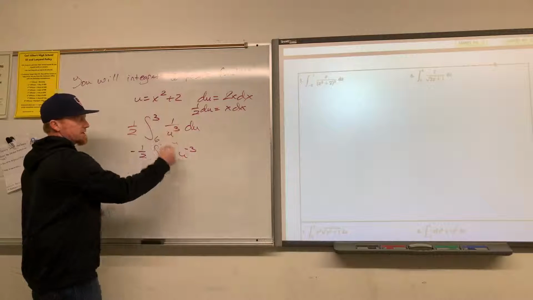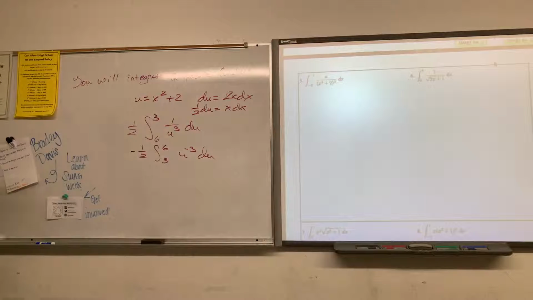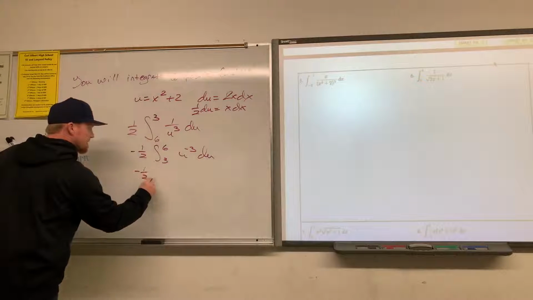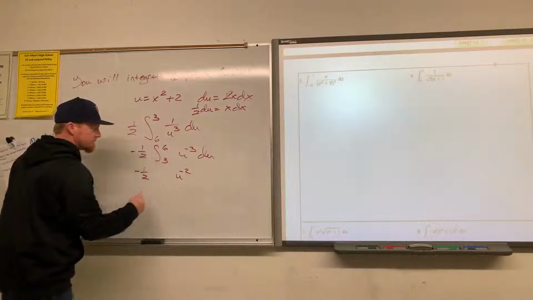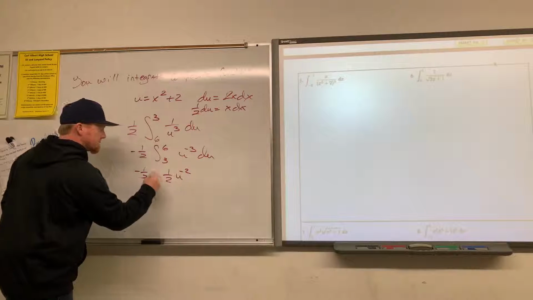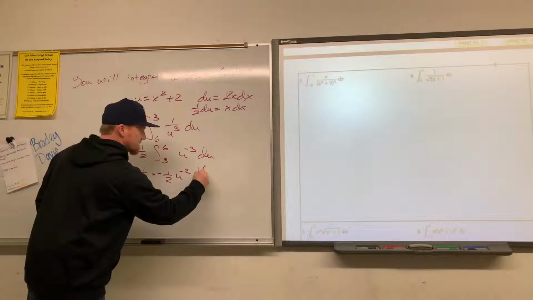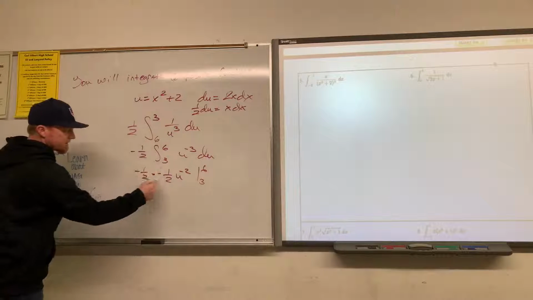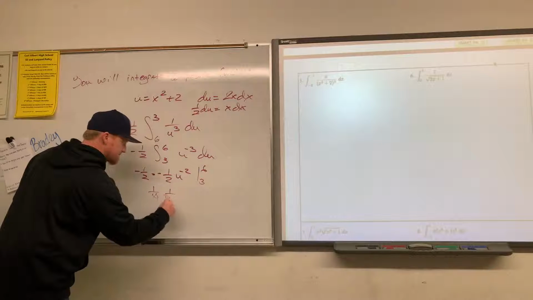And I'll go ahead and change that to u to the negative 3 while I'm at it. Now we're ready to integrate. So that's going to be u to the negative 2, negative 1/2, and going from 3 to 6. So I put these together. That gives me 1/4. I move that back down.